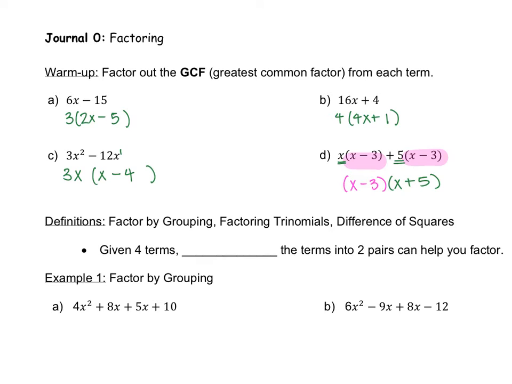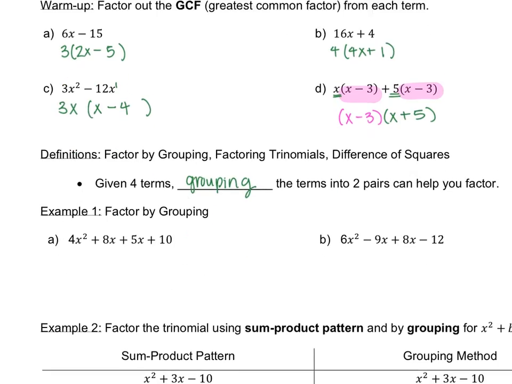Let's fill that in. Grouping as a way to factor. And what you do is you group the terms into 2 pairs, and that can help you factor. So basically, notice how there are 4 terms here. Well, you can group them. Let me bring this up just a little bit higher.